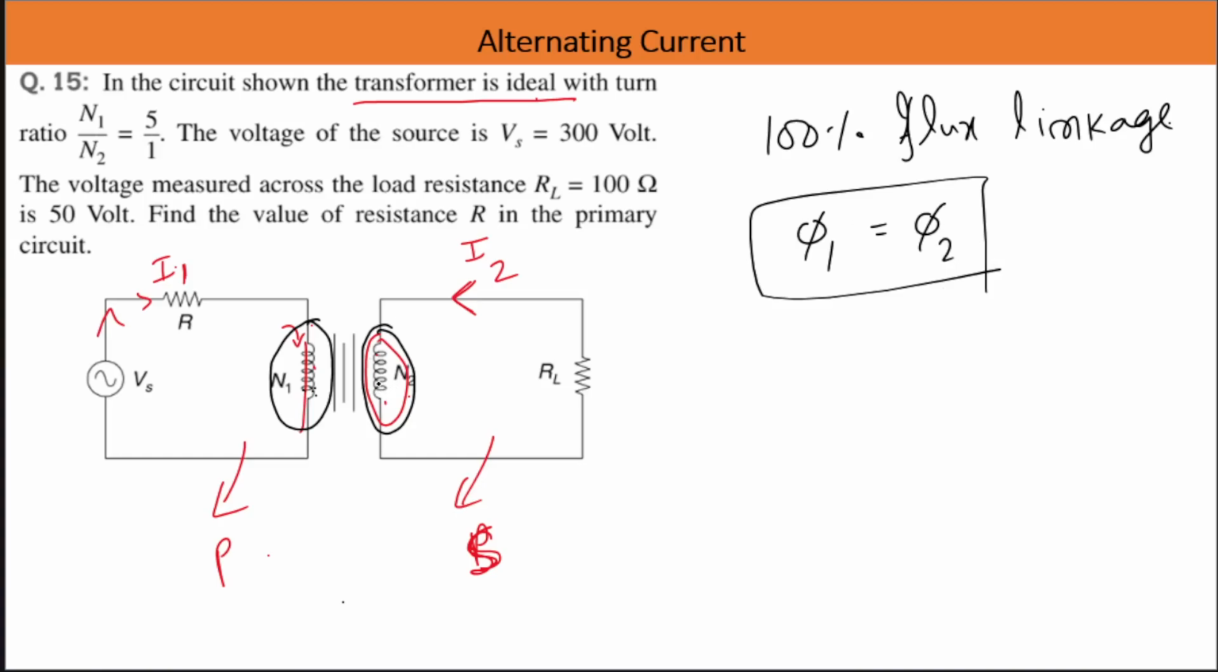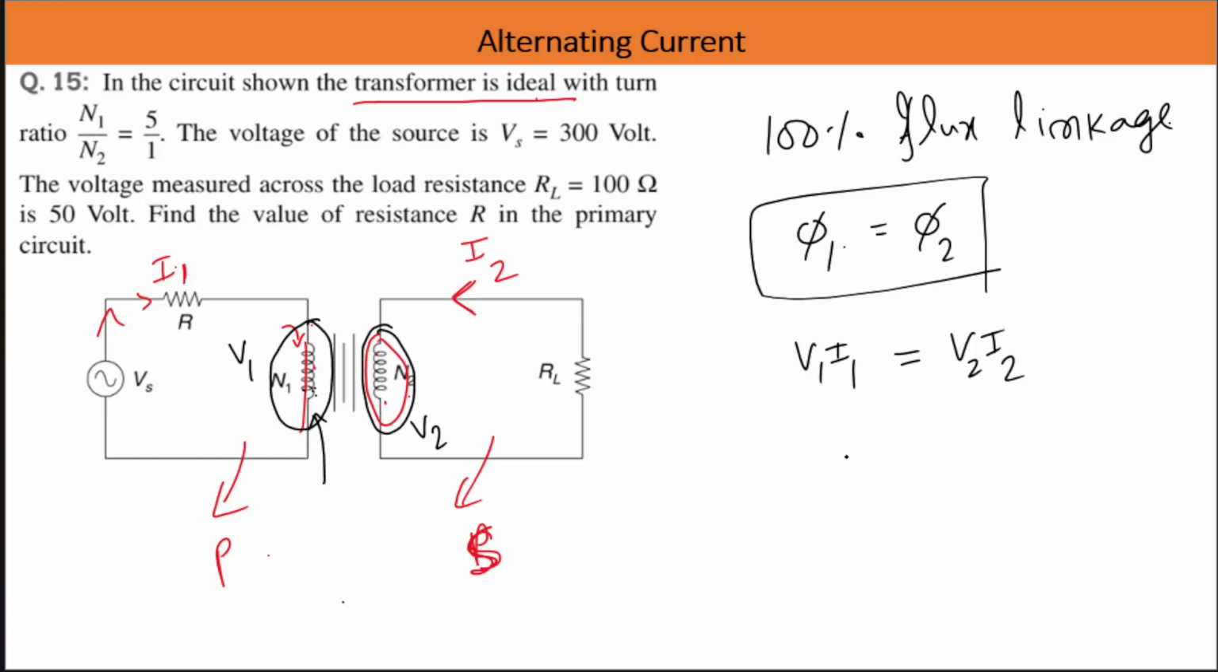Also for an ideal transformer, whatever power is getting supplied to the primary coil, so let's say the voltage drop across the primary is V1, so power supplied is V1 I1, and the induced voltage across the secondary is V2, then power is V2 I2, and since there is no power loss in an ideal transformer, this is equal to this. Okay, so these are the two things, and by using these two things we can easily solve this question.